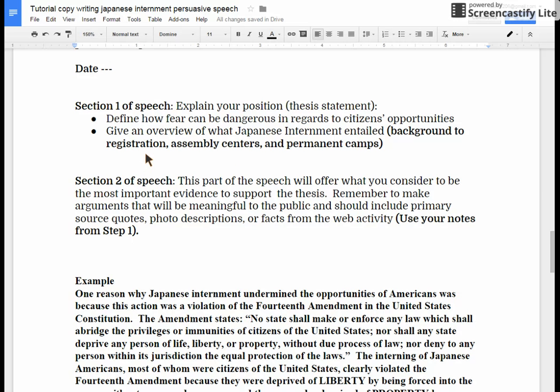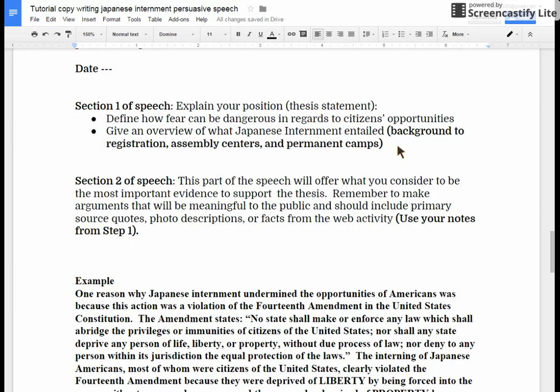You need to give what I call an overview of Japanese internment and what it entailed. In a speech, you have to tell the reader, give them some background information as to what you're talking about. This section is completely unbiased, and it really is about facts about this event. Facts would include the who, the what, the where, the cause, background to the registration, assembly centers, and permanent camps. You should be able to sum this up into 3 to 4 solid sentences.